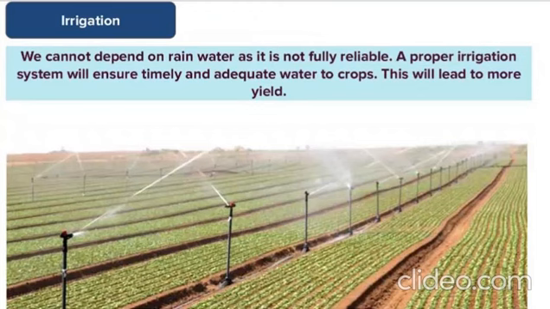In irrigation, it's not that we can fully rely on rainwater, correct? Rain will not come every day as per we want, right? How much we want, no. Sometimes it will be very less, sometimes very more, or sometimes it will not be there at all. So, to ensure the plants are getting proper irrigation, we should give them timely and adequate water. That will give us more yields.